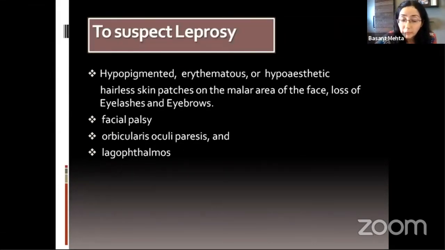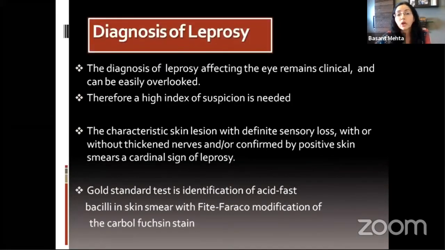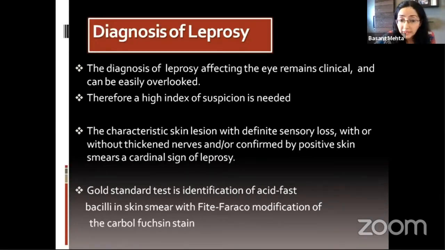So when to suspect leprosy? Whenever we see hypopigmented, erythematous or hypoesthetic hairless skin patches on the malar area of the face, with the loss of sensation, a loss of eyebrows, loss of eyelashes, facial palsy, orbicularis paresis, and lag ophthalmos, we need to have a doubt of leprosy. The diagnosis of leprosy affecting the eye remains clinical and can be easily overlooked. Therefore, we need to have a high index of suspicion.